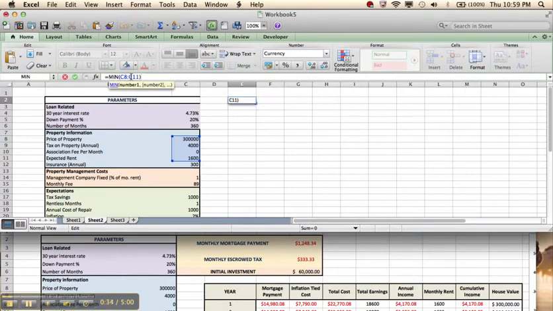So if I said, C8 to C15, it kind of shows it visually. These are the numbers it's going to look for the minimum of, and it also kind of tells you what the minimum of those numbers are.